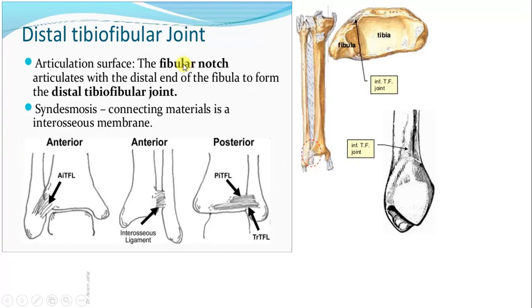Syndesmosis, articular surface, fibular notch, articular with the distal end of fibula. Fibular notch is where? It is on the tibia, and over the distal end of the fibula it forms the distal tibio-fibular joint. It's a syndesmosis. The connecting material is the interosseous membrane or the ligaments.